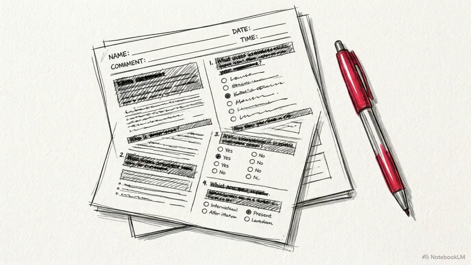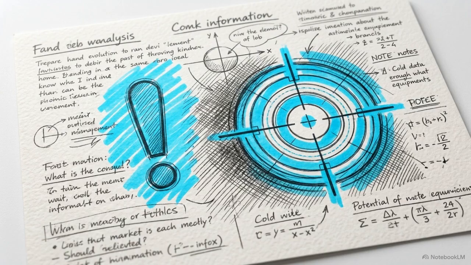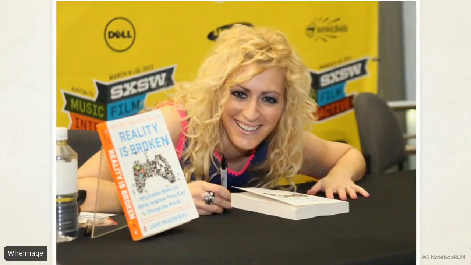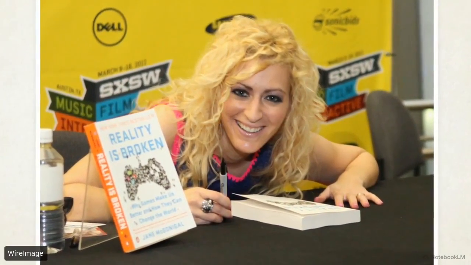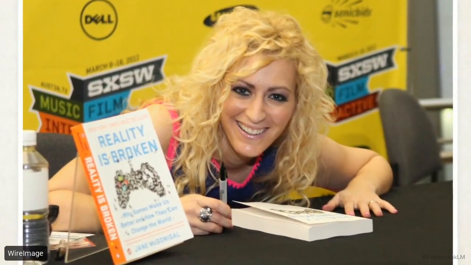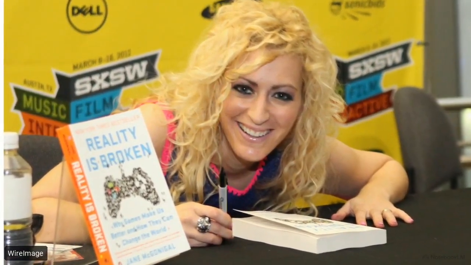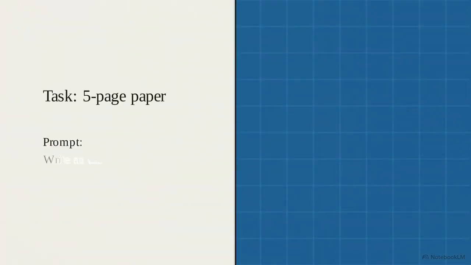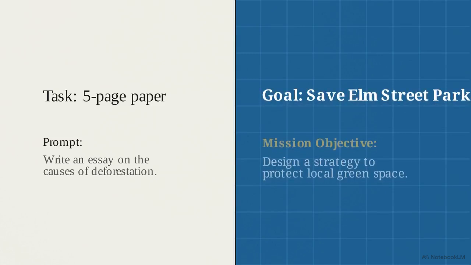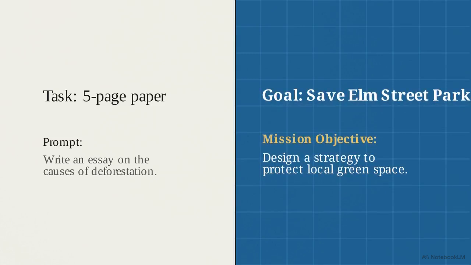In Section 3, do not present the problem as an assignment. Frame it as a mission, applying the logic of game design. Game designer McGonigal argues that games are specifically engineered to make players better at solving complex real-world problems. This comparison shows the difference. Instead of a standard textbook prompt like, write an essay on deforestation, you issue a mission objective: design a strategy to save local green space. This gives the students a clearly defined win state.